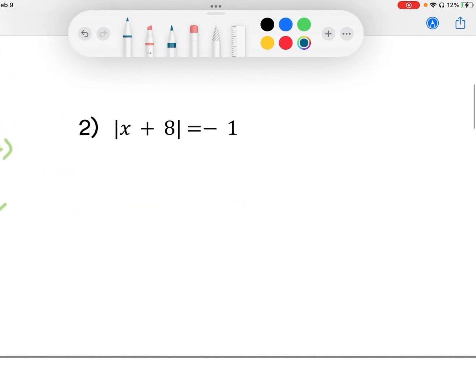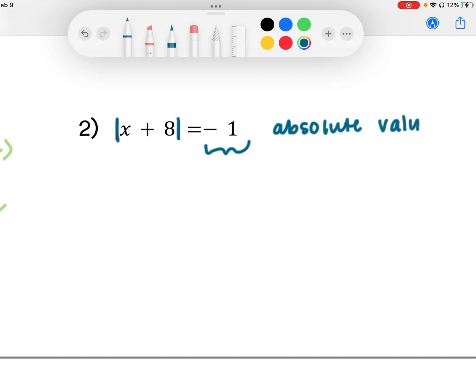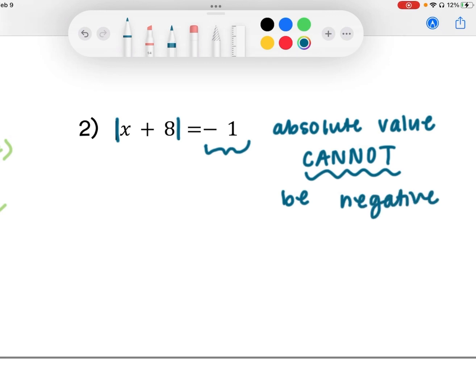All right, so for number 2, we're going to solve this, but right off the bat, I already know what the answer is. Whenever you see absolute value bars on a side by themselves, already alone on one side of the equal sign, and it's equal to a negative number, we know that absolute value cannot be negative. So that means that we have no solution.